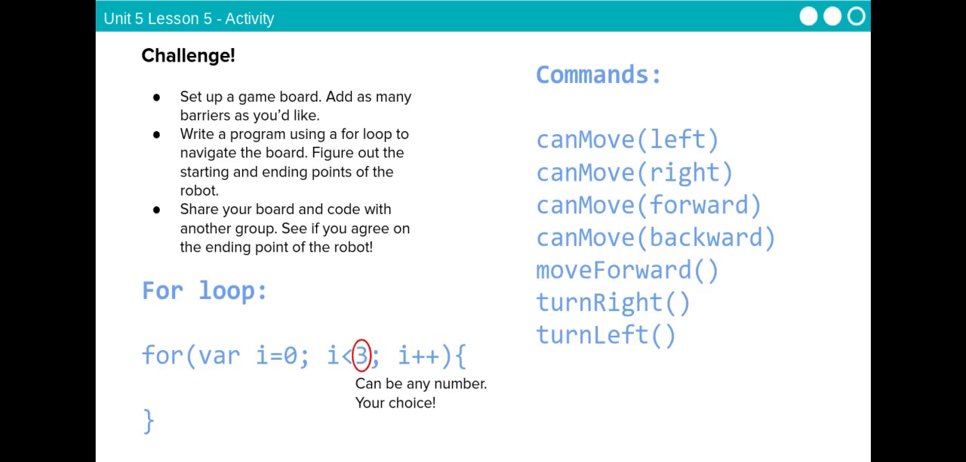Now it's your turn to write your own programs. Set up a game board and add as many barriers as you'd like. Write a program using a for loop to navigate the board. Figure out the starting and ending points of the robot. Although I'm not grading this activity, make sure that you understand the basic concept for today, as we will move deeper into loop programming soon.